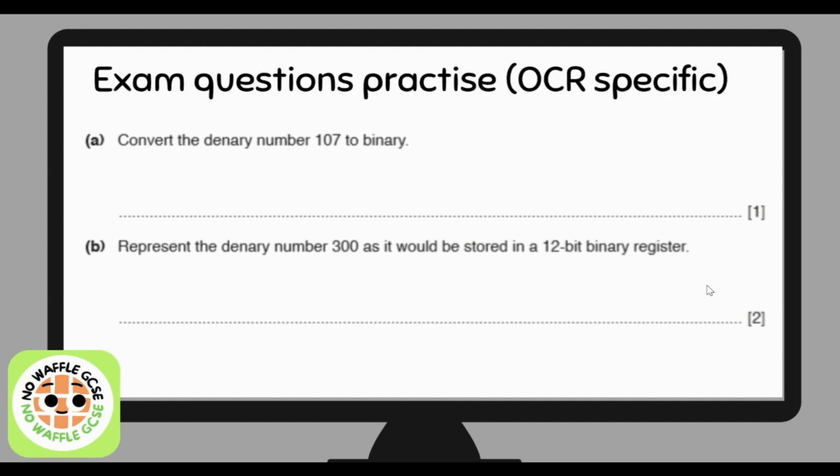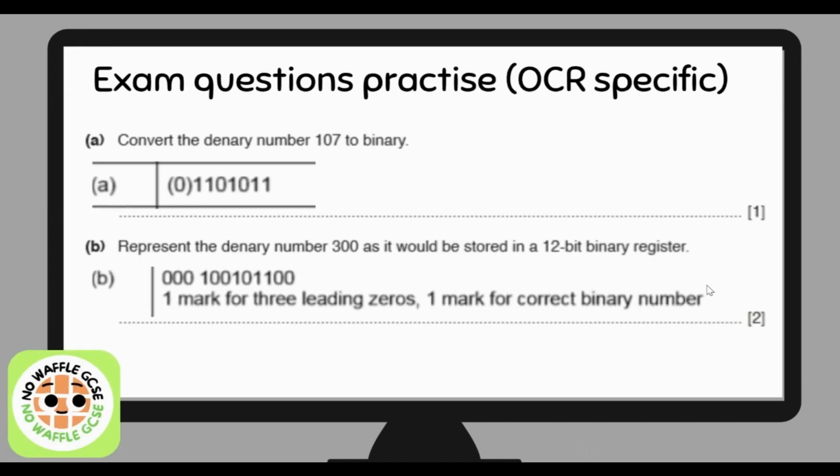Now let's look at some exam question practice. A, convert the denary number 107 to binary, and B, represent the denary number 300 as it would be stored in a 12-bit binary register. So that's a bit of a challenging one. So pause the video and have a go. Let's look at the answers now.